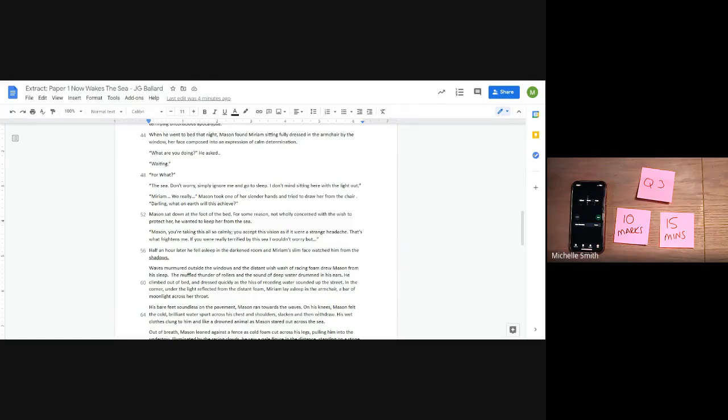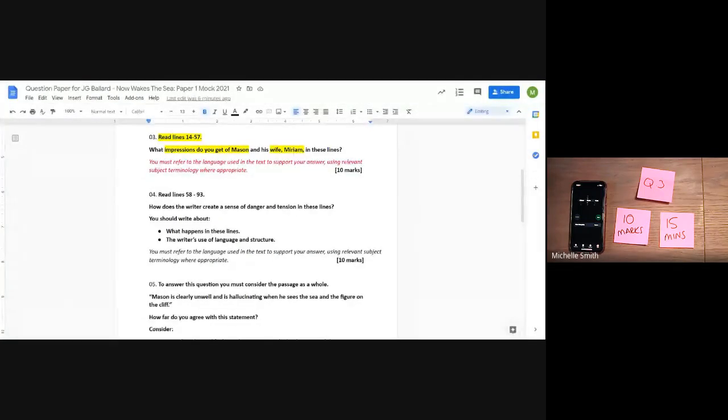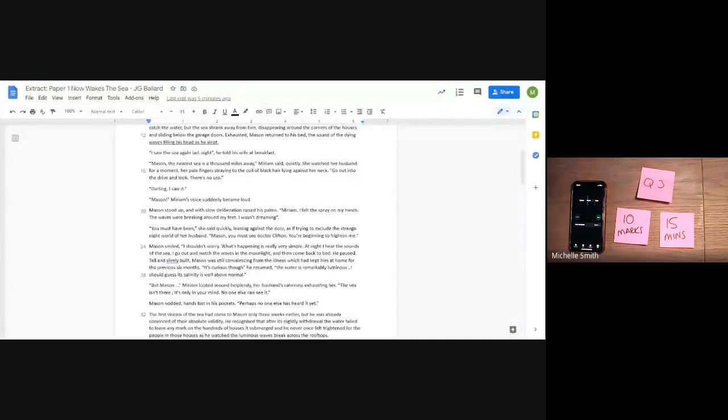Okay, so let's quickly remind ourselves of the question. What impressions do we get of Mason and his wife Miriam in these lines? And it's lines 14 to 57. Now we've got quite a bit to work with. So remember, we need to track through that text from beginning to end of the lines, and we need to try and take our points from everywhere, not just the beginning, not just the middle, not just the end, but tracking through it.